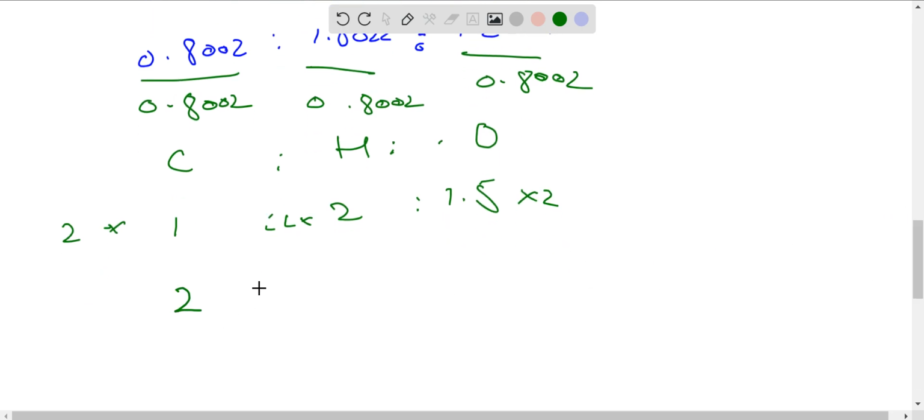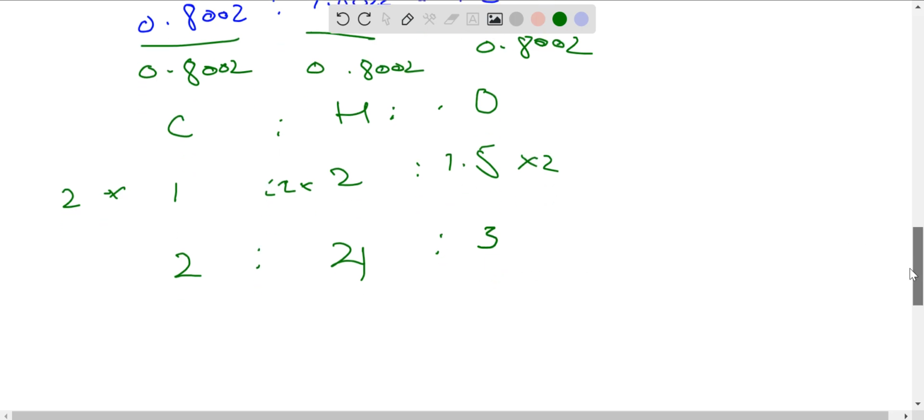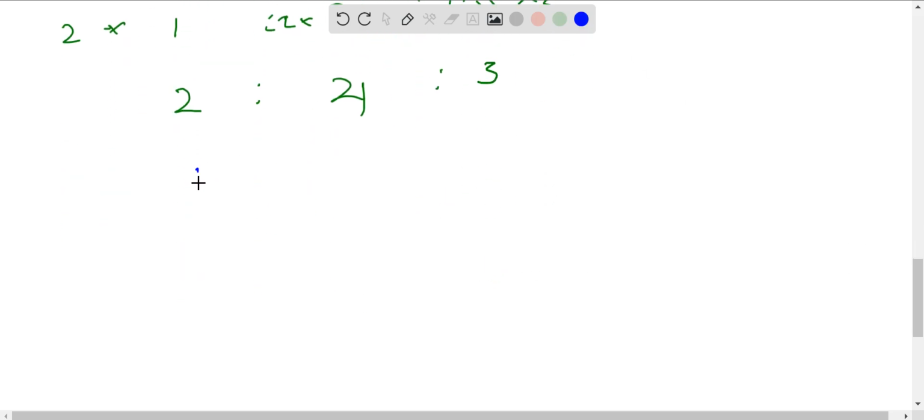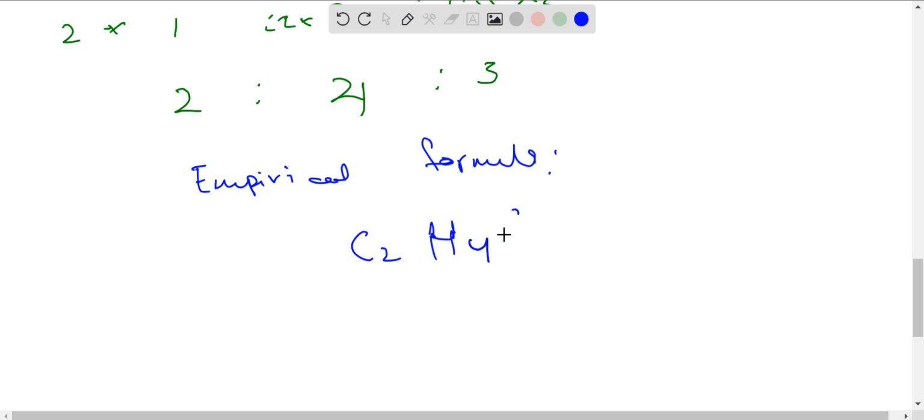So the final answer is 2, 4, 3. So the empirical formula is C2H4O3.